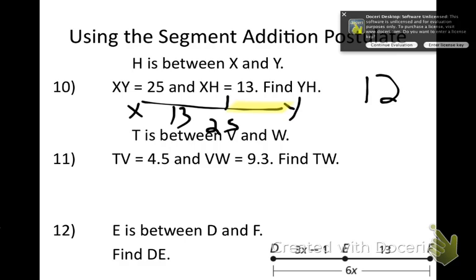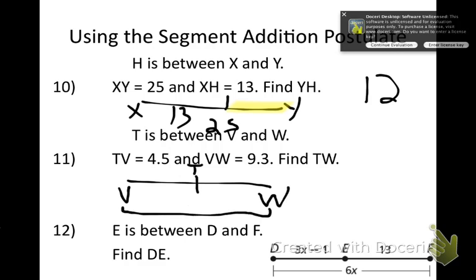Number 11. TV equals 4.5 and VW equals 9.3. And we know T is between V and W. So there's VW. T is somewhere about right there in between. I know the whole length is 9.3. And I know TV is 4.5. Knowing that information, what do I get for an answer, Mr. Boger? I got 4.8. 4.8, nice job.